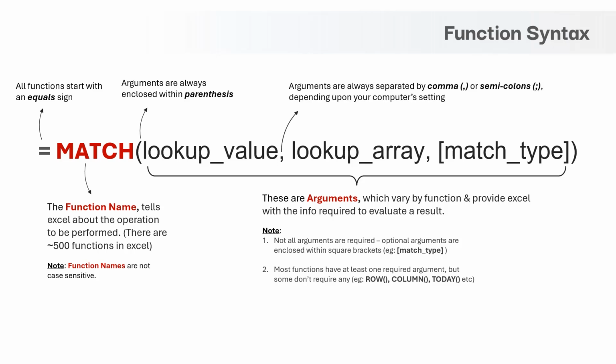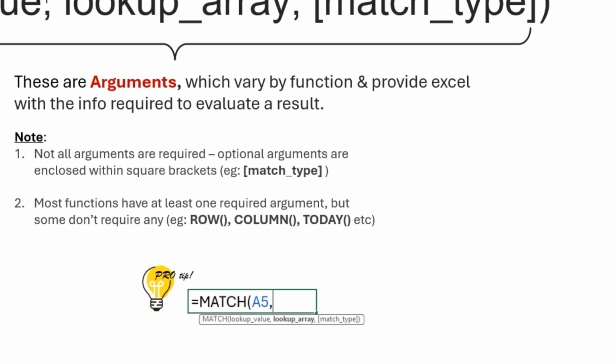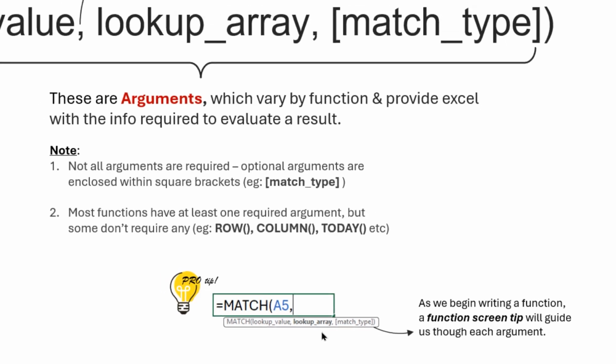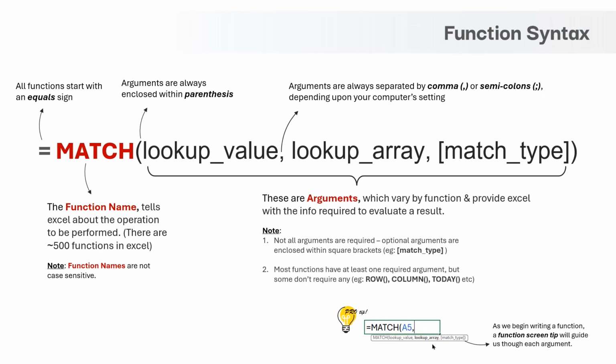The next important point is each argument must be separated by a comma or semicolon, and it purely depends upon your computer settings. And one pro tip: the moment you start adding a function in any Excel cell, you will see a box called the function screen tip, which will show right below the Excel cell. This function screen tip is very helpful and it will guide us through each of these arguments in bold font and help us to give the input to the respective argument. So when you are developing some complex functions, this function screen tip is very helpful. Now let's jump back to Excel and see some functions with their syntax.